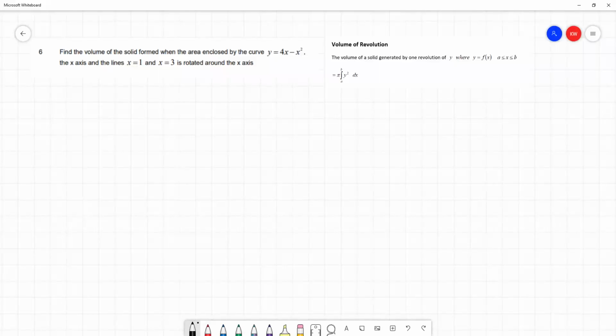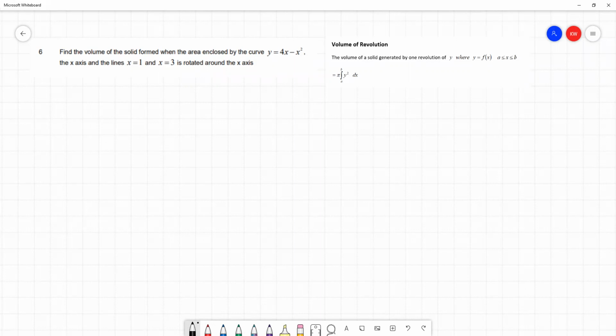This is question 6 from Worksheet 10 from Learning Outcome 2 of the course notes for Math for Engineering 3. In this question, we're asked to find the volume of a solid formed by rotating the curve y is equal to 4x minus x squared around the x-axis, and we're given two limits as well.